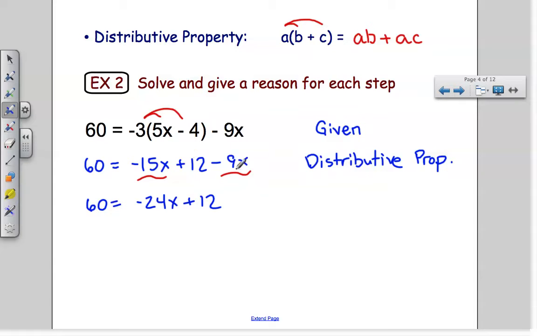What did we just call this? When you have two terms on the same side of equal, we combined them. That is a reason that you can do for a step. You combined like terms. And I need you to write that all out.